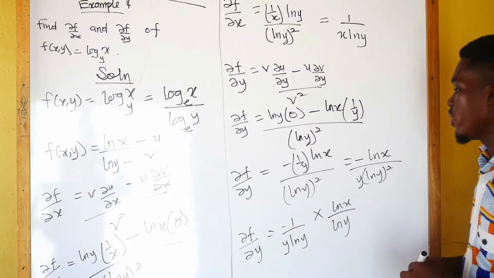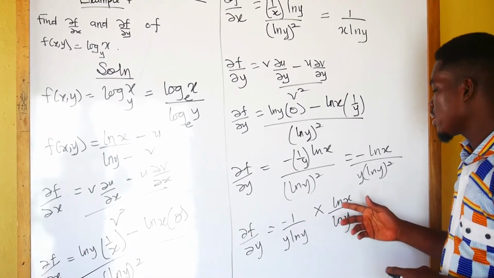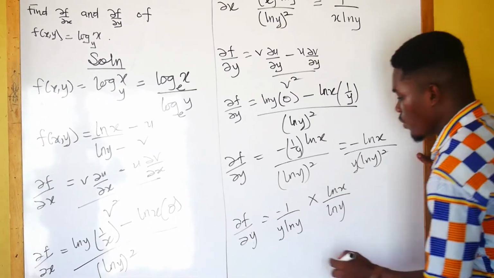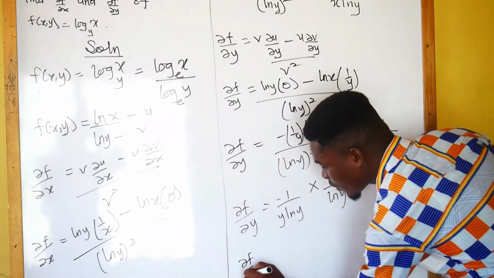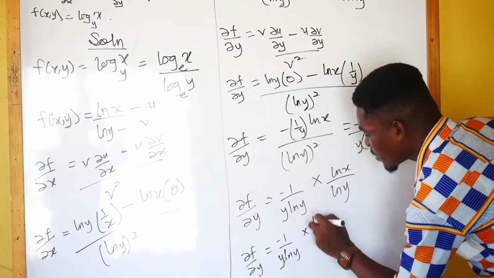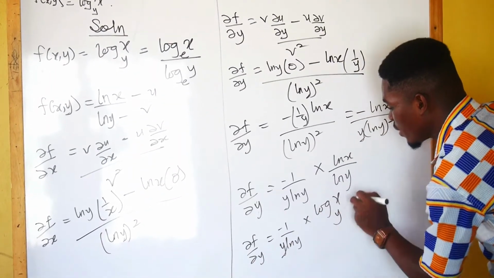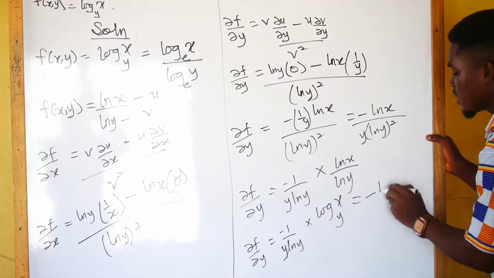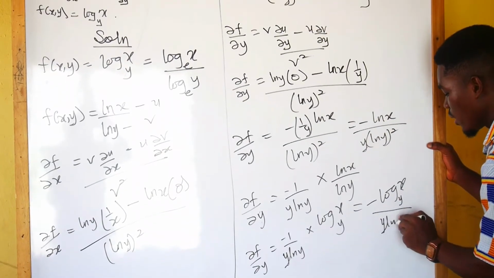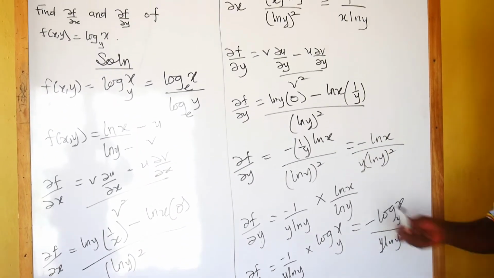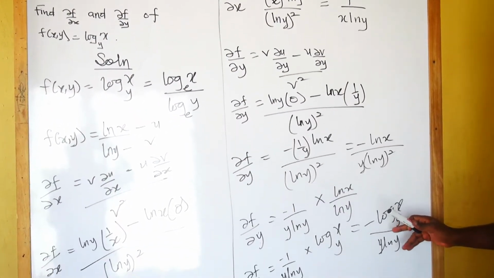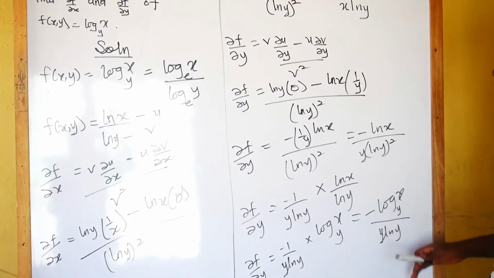But from the principles of logarithms, ln x over ln y is the same as the log of x to the base y. So this is the same as partial y negative 1 over y ln y times the log of x to the base y. Therefore our final answer is negative log x to the base y all divided by y ln y. So the partial derivative of this function with respect to y is given by negative log x to the base y all divided by y ln y.